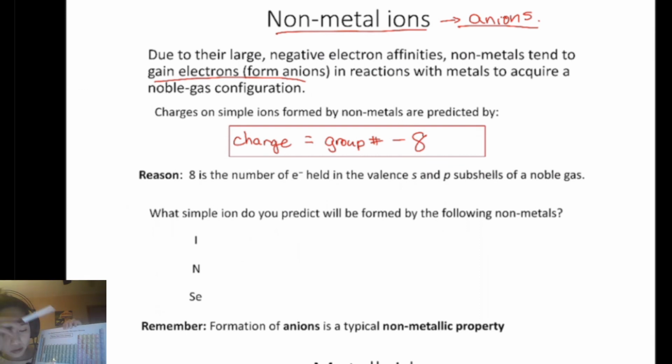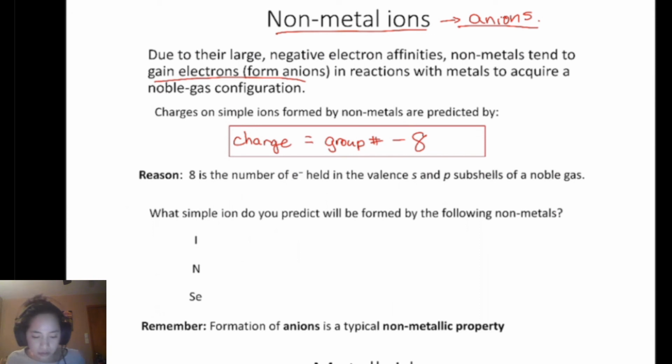So oxygen is group 6. Group 6 minus 8, so 6 minus 8 equals -2. So that's the charge of oxygen. But you can do anything. So let's say bromine. If we wanted to make a bromine ion, we would take the group number minus 8. Bromine is in group 7. So 7 minus 8 is -1. So a bromine ion would be Br minus 1, or bromide.